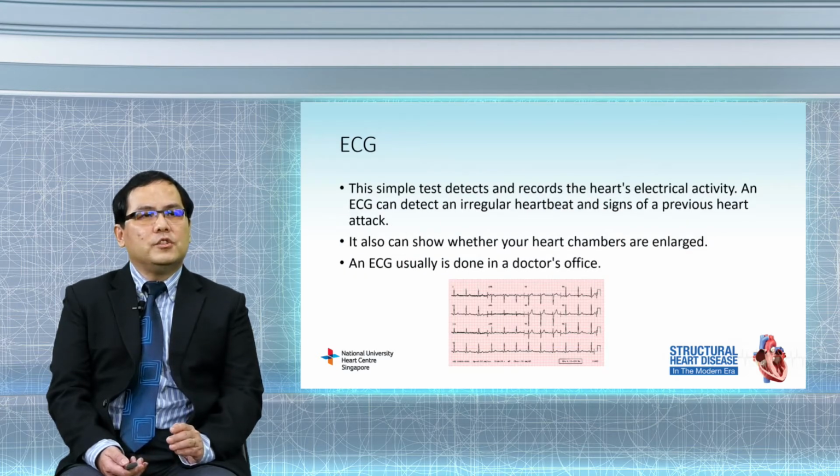Let's look at the ECG or electrocardiogram. This is a simple test to detect and record the heart's electrical activities. An ECG can detect irregular heartbeats or signs of a previous heart attack. It also can show whether your heart chamber is enlarged or not. An ECG usually is done in a doctor's office or in a hospital clinic.